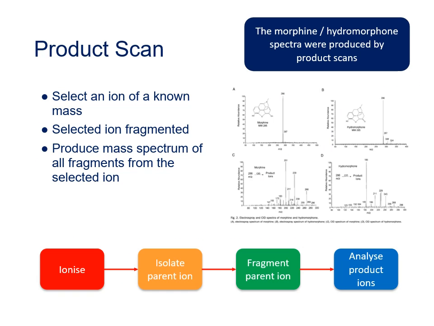The product scan is the most basic experiment. When people describe tandem mass spectrometry, normally what they're describing is a product scan, where you select an ion of a known mass, that selected ion is fragmented, and then the system produces a mass spectrum of all the fragments from that selected ion. The tandem MS data we looked at for morphine and hydromorphone a couple of slides ago were produced by product scans.